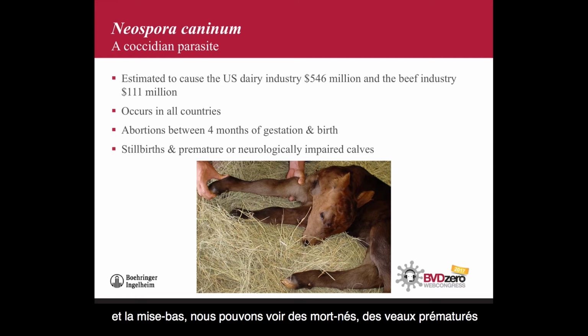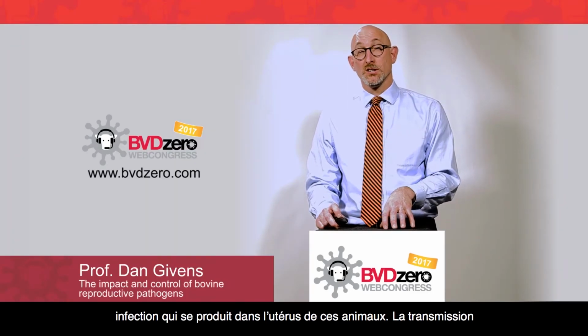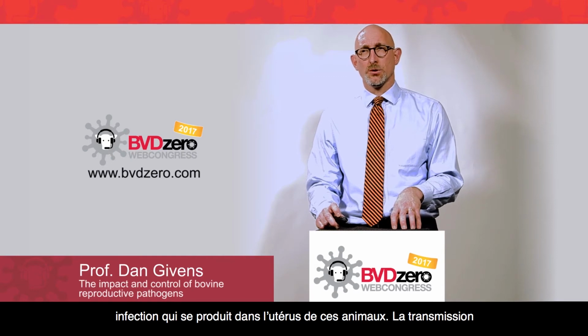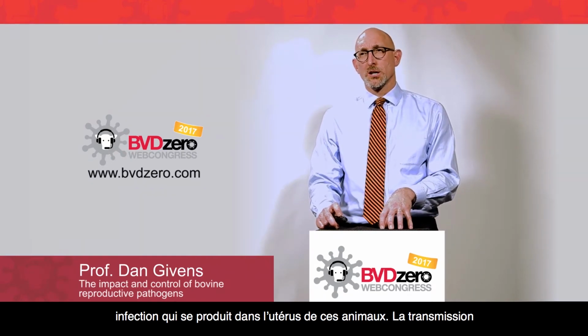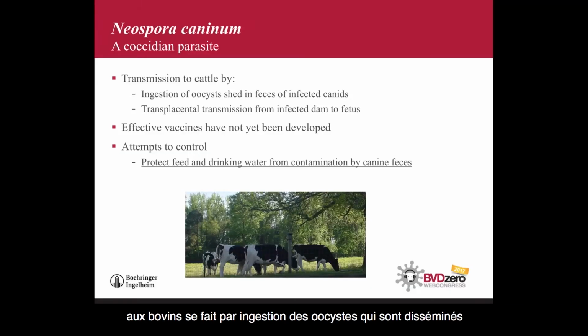Transmission occurs to cattle by ingestion of oocysts that are shed in the feces of infected dogs. These can be wild canids, such as coyotes, wolves, others, or they can be domestic dogs. But we see that ingestion of the oocyst from the feces of these dogs, as that contaminates the feedstuff for cattle, can be associated with the transmission of Neospora caninum. We can also see a pretty consistent transmission from an infected cow to the fetus in utero. So this vertical transmission that occurs can result in problems as we consider the situation.